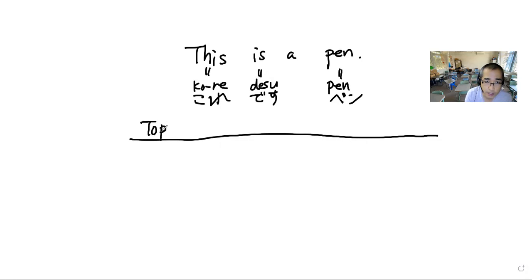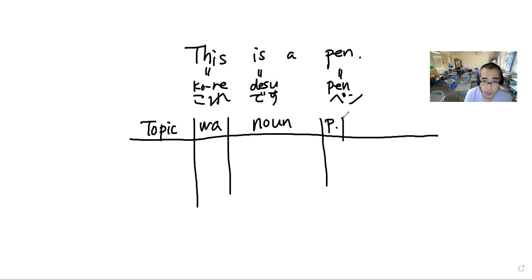Many Japanese sentences start with a topic, followed by wa. Wa is a topic marker. Then followed by a noun, followed by a particle, then end with a verb. If so, the sentence structure for "this is a pen" would be: this, pen, is. That's the Japanese word order. Yes, I know it sounds weird, but that's the Japanese word order.